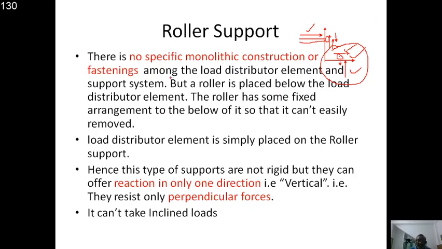A roller can be placed easily anywhere, but it requires small fittings to the supporting structure. A roller has to be placed on something below it. There should be some supporting structure beneath the roller. You require some fastening, right? Not with your structure, your load distributing element, but beneath the roller you require some support to maintain it. A roller is placed below the load distributor element. The roller has some fixed arrangement below it so that it can't easily be removed or moved. The load distributor element is simply placed on the roller support.